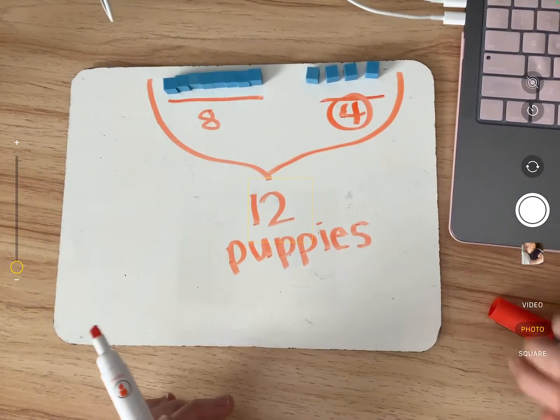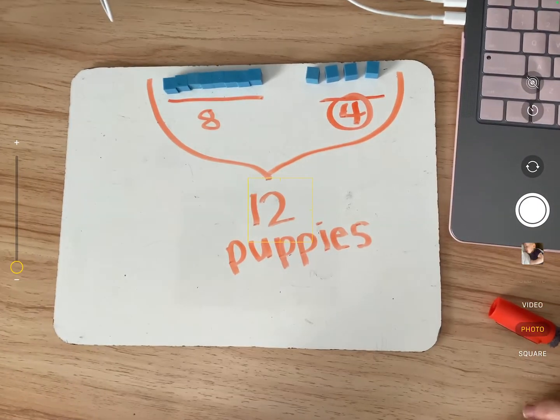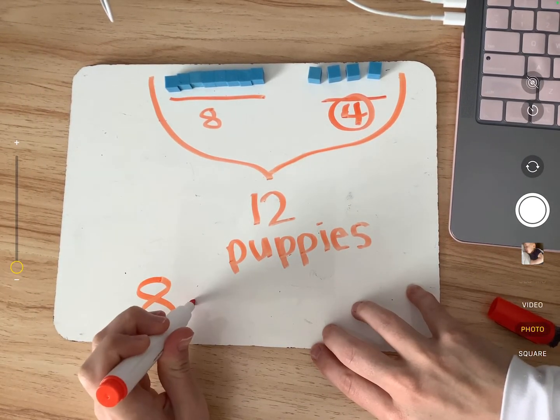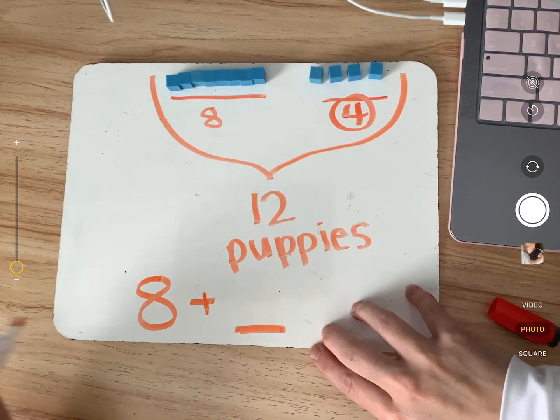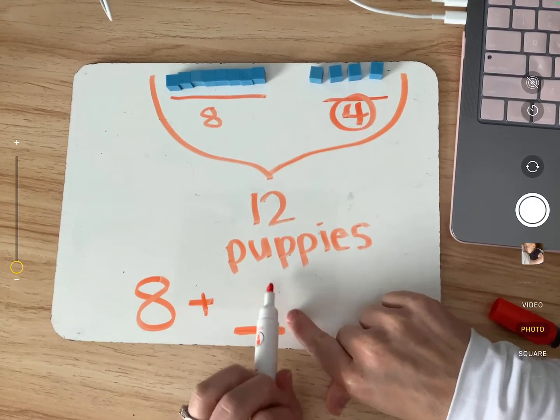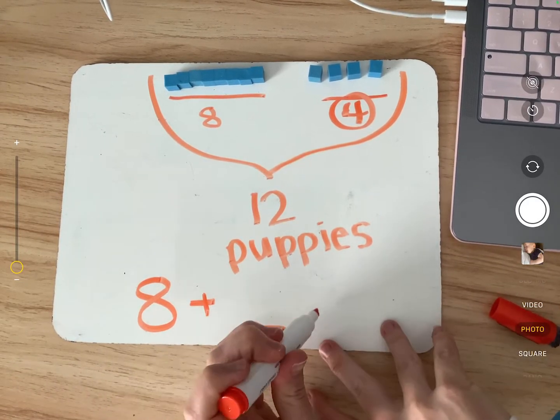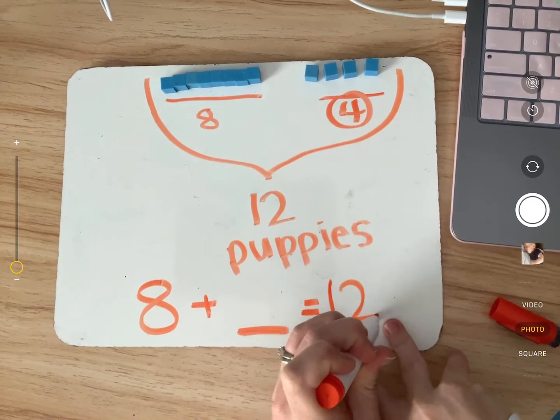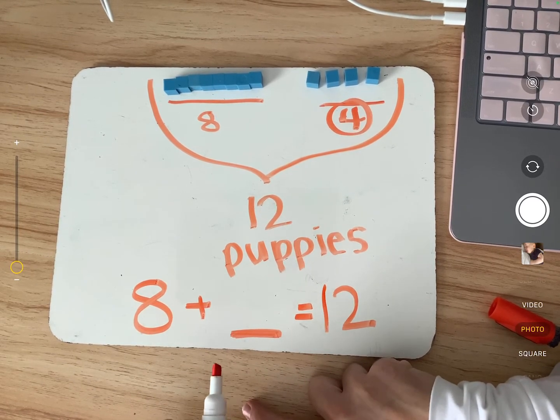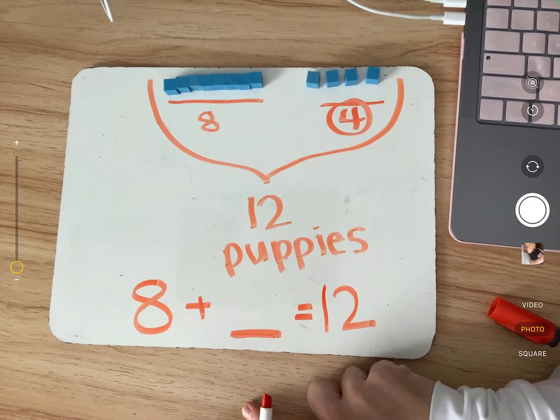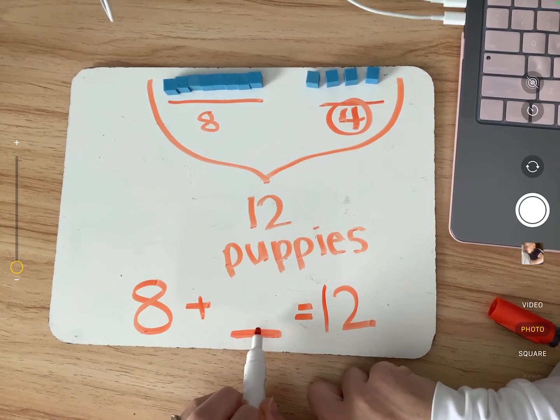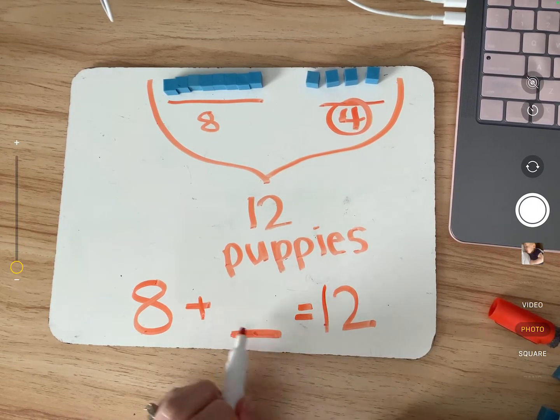So if I was going to write an addition sentence for this, I would say that 8 puppies plus, here's the one that we didn't know, right? I knew that 8 puppies had spots. I did not know how many puppies did not have spots. And I knew I had 12 puppies altogether. So here we're trying to find the missing addends. We've done this before. It's been a while. We had 8 puppies. We knew we had some more without spots, and we knew we had 12 altogether. So what number here is missing?